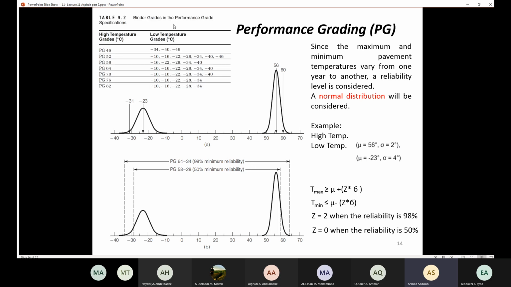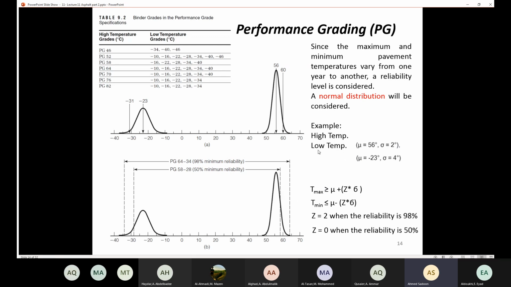Then I'm going to go to the table again. 60 is located here. So which means that I'm going to choose PG 64. So for the maximum temperature, I'm going to use PG 64. PG 64 is more than 60.